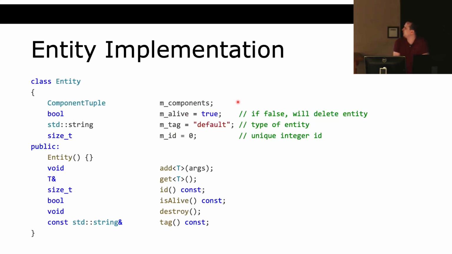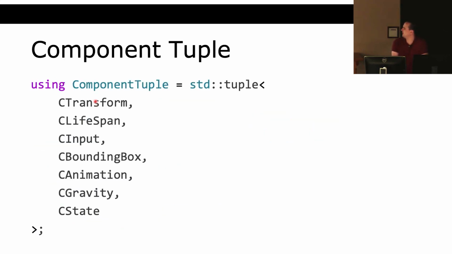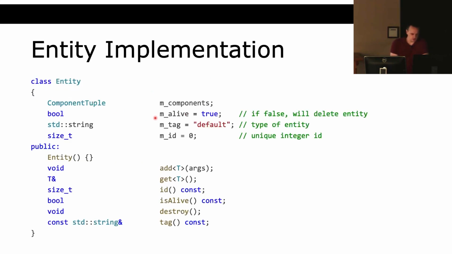So here really quickly, before we get too much into the entity manager, just a quick recall of how we designed our entity class last time. It has this component tuple, which is a standard tuple of all the different components that we have in our game engine. Then we have a bool, alive, and if it's false, then this is going to be deleted by the entity manager. Here is our tag. This could be bullet, player, etc. And then a unique integer ID associated with every entity. And then we have helper functions for all of those things.